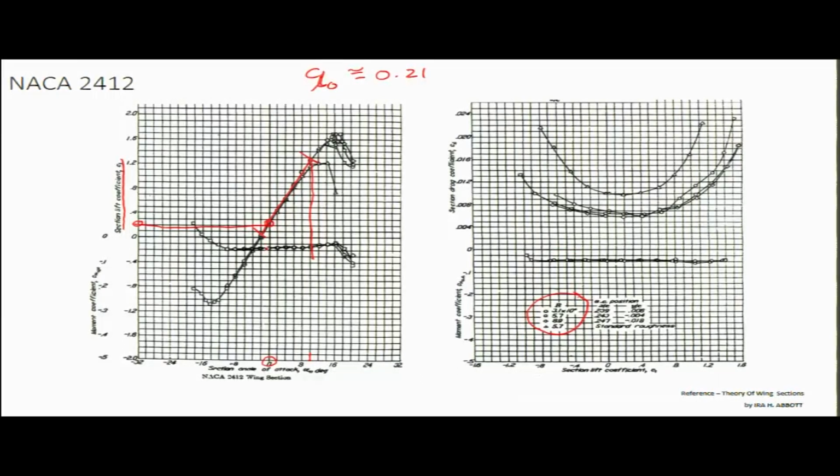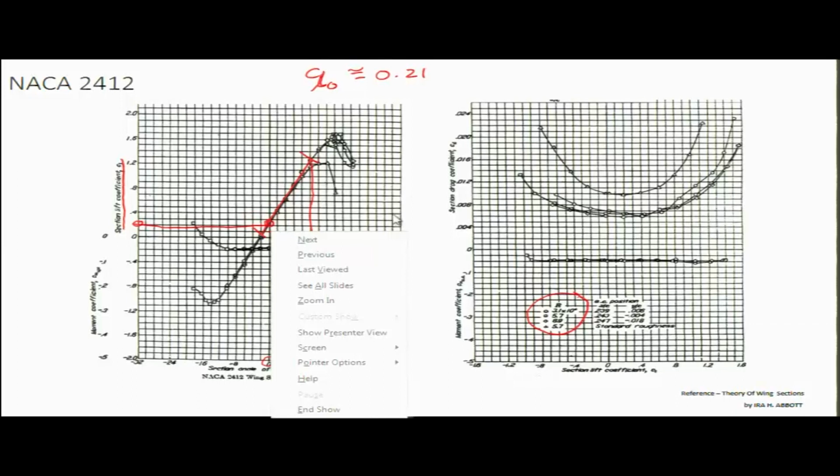And now we have to look at the alpha at which CL is 0. This is your origin, say 0, 0. Oh, I am sorry.